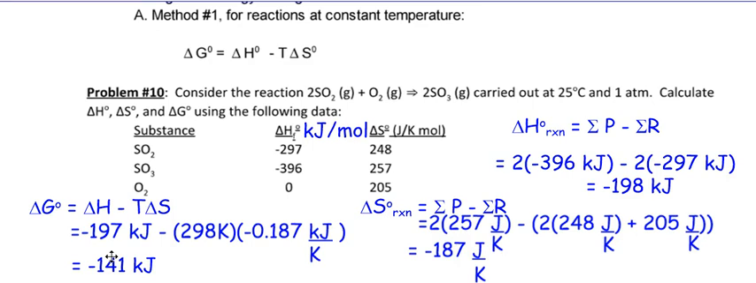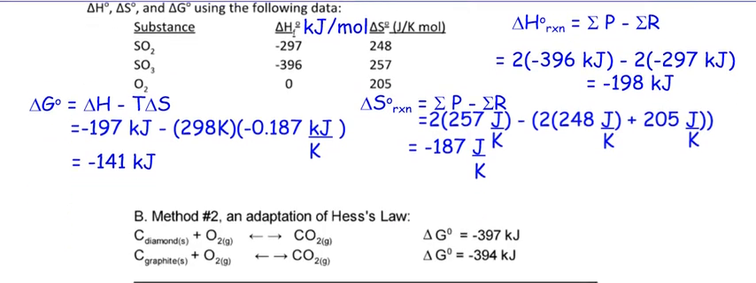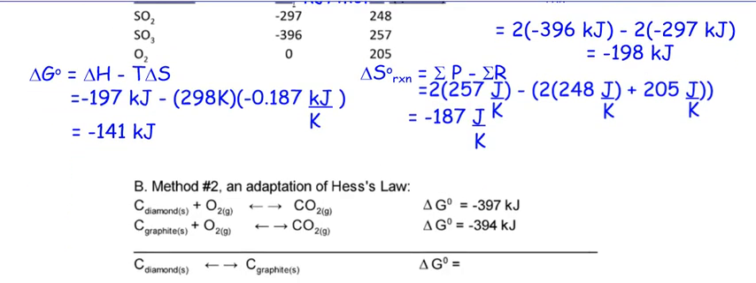So it's like a 3-step problem here. So that's problem number 1. It's the one that we first learned about with delta G, delta H minus T delta S, okay? Well, what's problem number 2? It's an adaptation of Hess's law. All right, so if I had this for delta H, remember what I did?